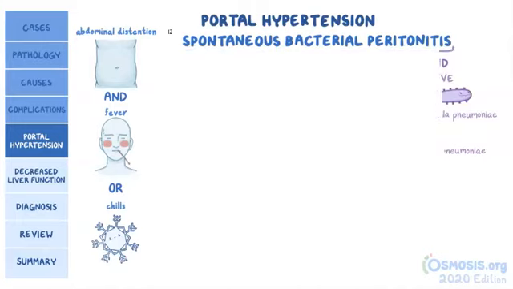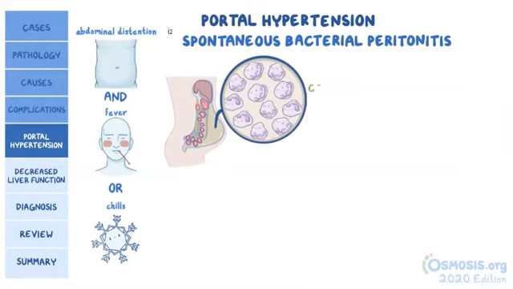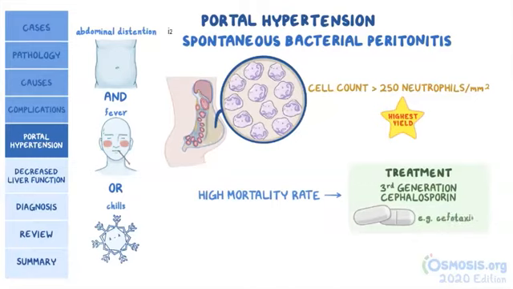An important thing to keep in mind here is that in a paracentesis of the ascitic fluid, the cell count is over 250 neutrophils per millimeter squared. It has a very high mortality rate and is treated with a third-generation cephalosporin, like cefotaxime.